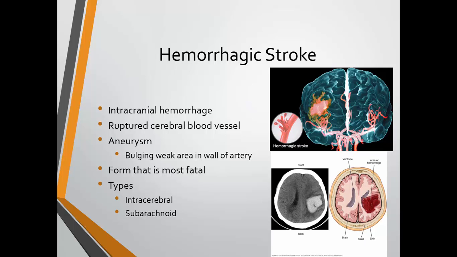When you're looking at your hemorrhagic stroke, this occurs most often in patients that have sustained elevation in their systolic and diastolic blood pressure, or it could be from an intracranial hemorrhage, and this will occur when a ruptured cerebral blood vessel occurs.